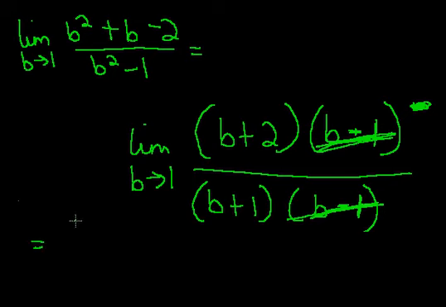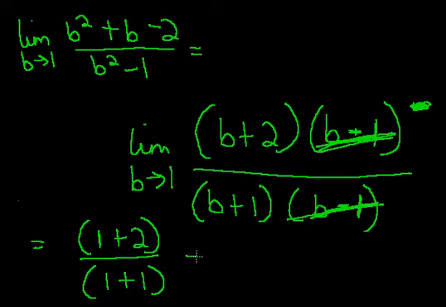So now we can go back and substitute, and this equals, we put in 1 for b, so that's 1 plus 2 over, and then b plus 1, when we substitute 1 for b, is 1 plus 1. And so that equals 3 over 2. And so that's your answer.